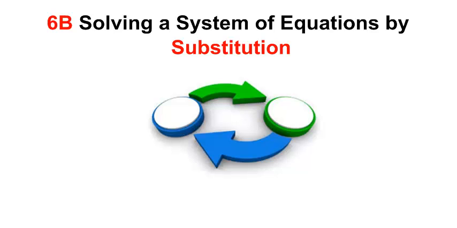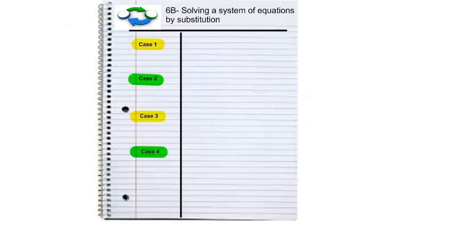Today we are going to be looking at learning target 6B, solving a system of equations by substitution. First thing you need to do is get your Cornell notes set up. Notice that in this video we will be looking at 4 different cases, so 4 different examples of how you will solve by substitution.